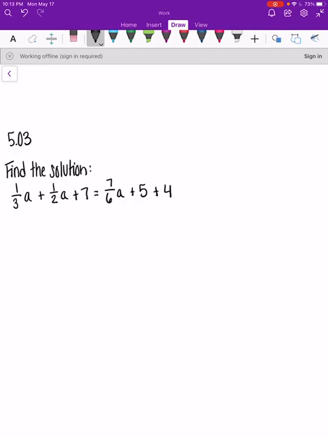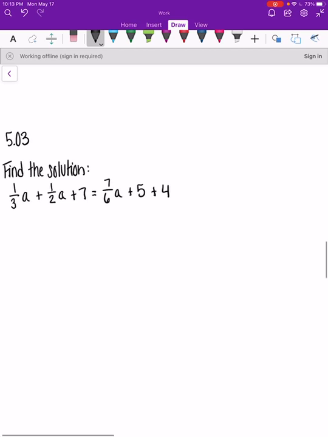Here we have find the solution. And we have 1/3 a plus 1/2 a plus 7 equals 7 over 6a plus 5 plus 4. So the first thing that we want to do is combine our like terms. So I'm going to write step 1, combine like terms.